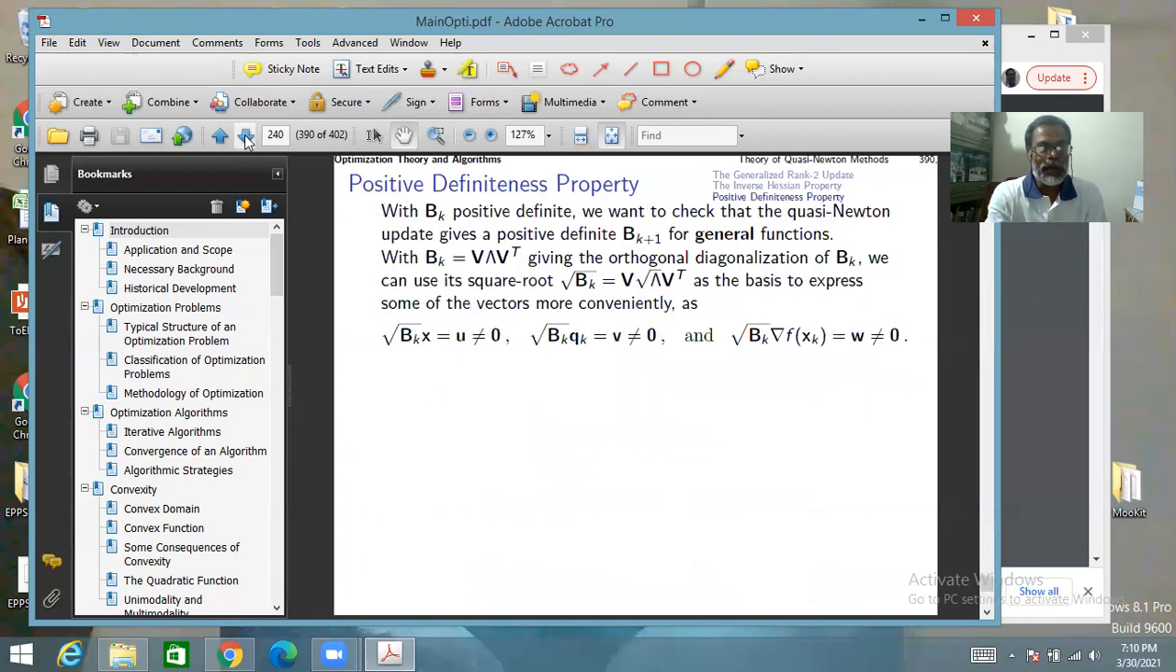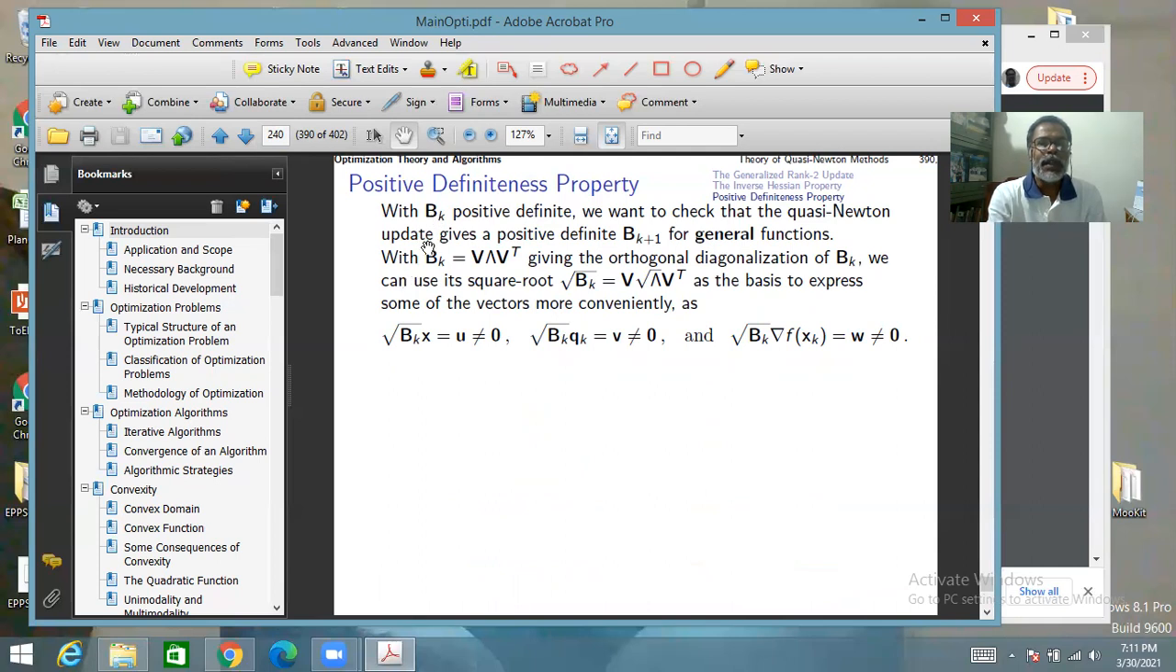Now the more important and more troublesome positive definiteness property. With Bk as positive definite, we want to check that the Bk plus 1 that we get is also positive definite, for any function, for a general function, for every step. So this is a more general statement that we are trying to prove. Here we are not going to assume the Hessian to be constant, neither the actual Hessian to be positive definite. Our inverse Hessian estimate is positive definite.